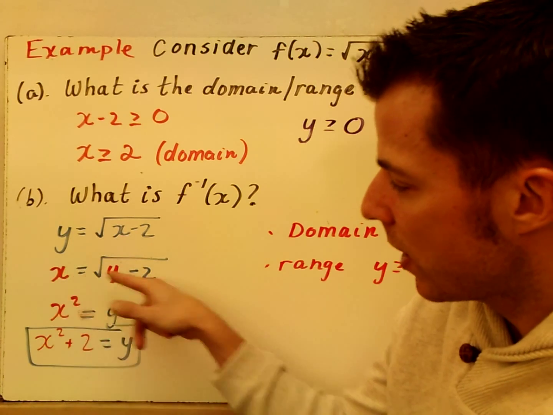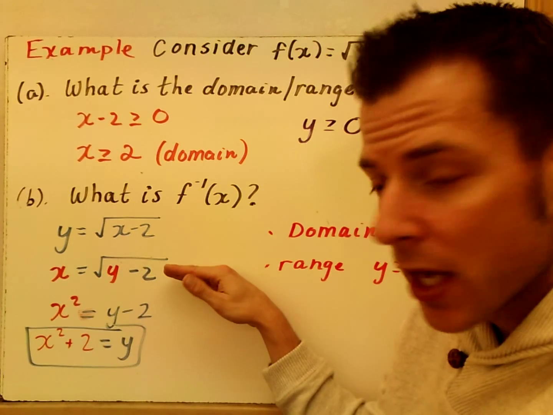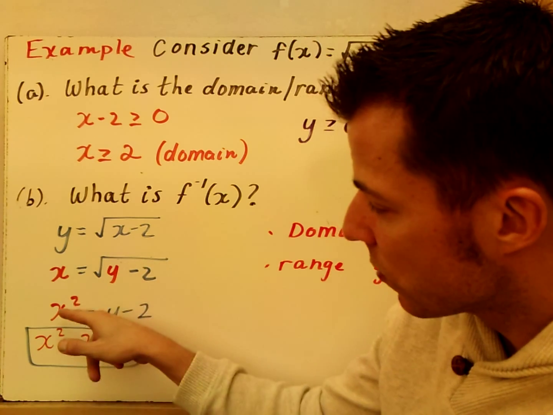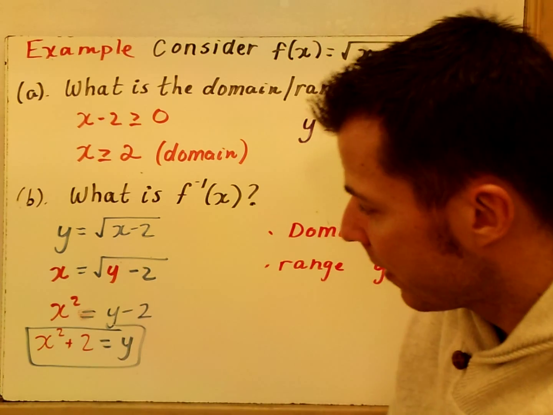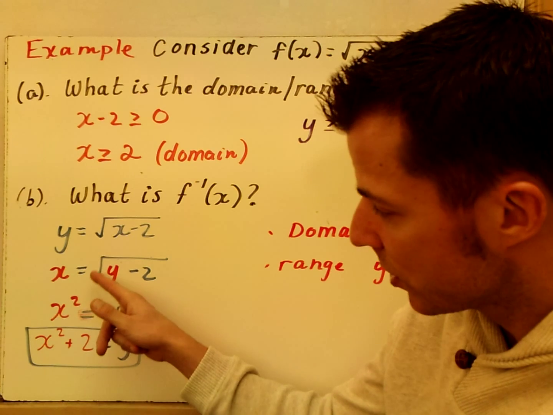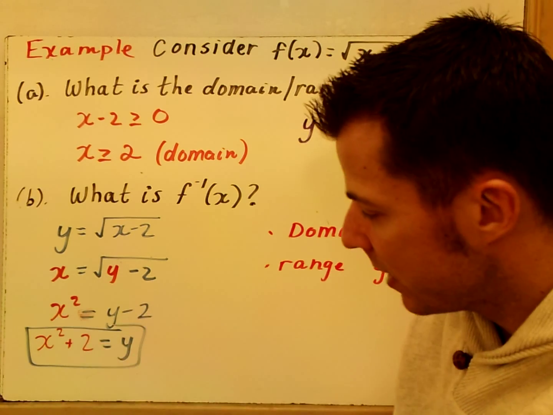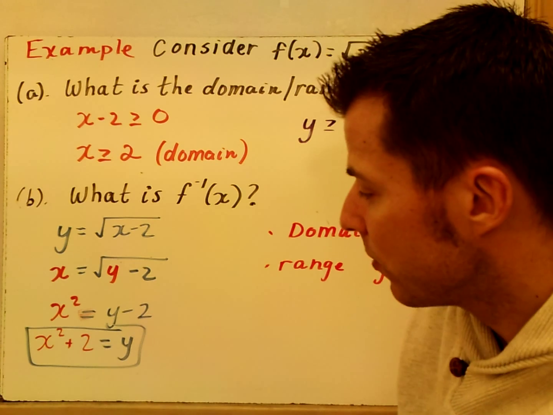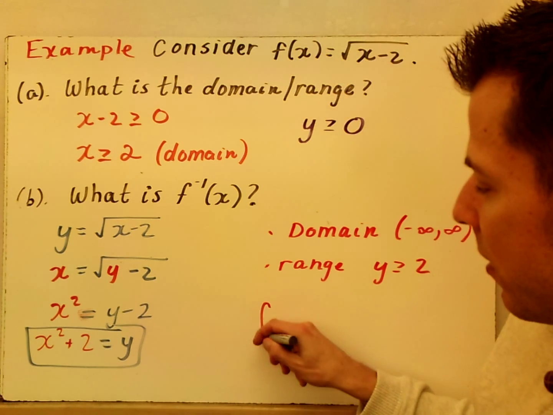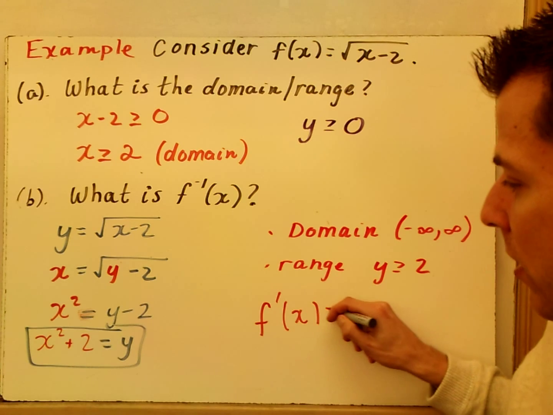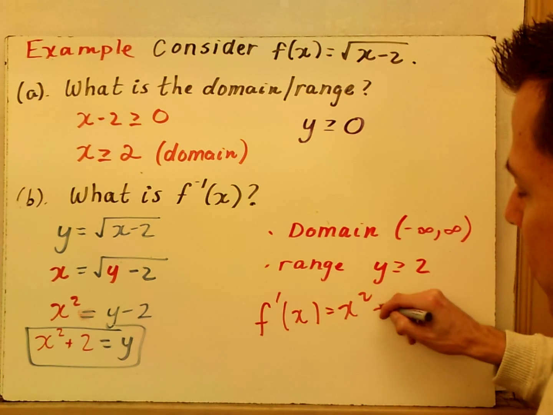Then I switch x and y, which I did in step 2 right here, and then I resolve the equation for y. So I have to get rid of the radical first. It's a square root, so I square both sides, and then I add 2. So my inverse, my new y equals x squared plus 2.